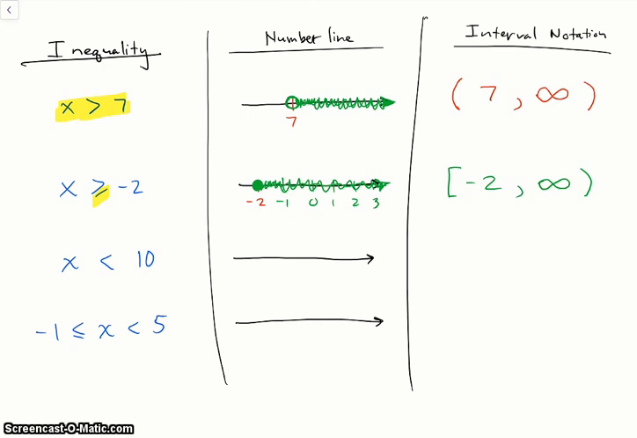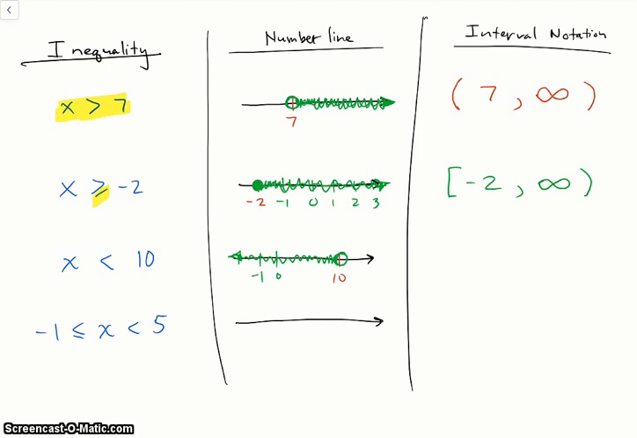So let's do a couple more. X is less than 10. So let's say 10 is here. All of the numbers less than 10 would be to the left, so we're going to shade to the left. For example, here's 0, here's negative 1, and so on. Is 10 included in here? No, it's not, because x is less than 10. So we are going to put an open circle.